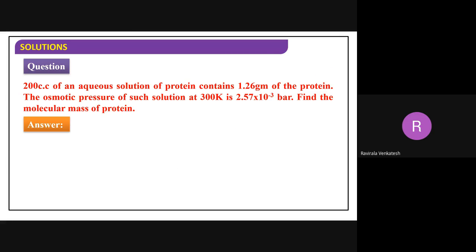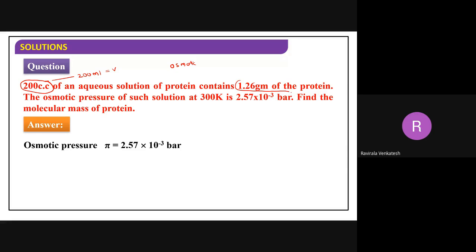Now let me discuss the problems on osmotic pressure, beta. We'll see the problems on osmotic pressure now. Here 200 cc means how much? 200 ml, right? The volume of the solution is given. See, this one is the volume of the solution, V. Next, the weight of the solute is given.